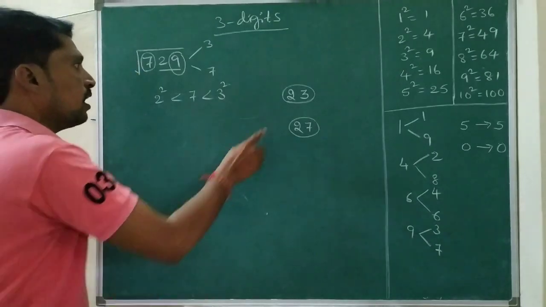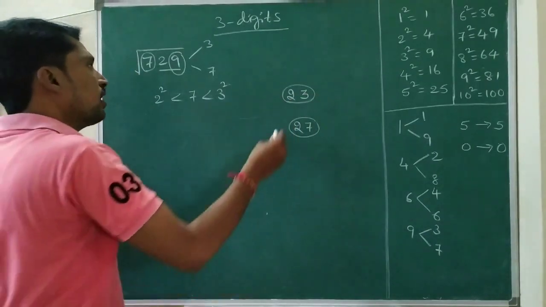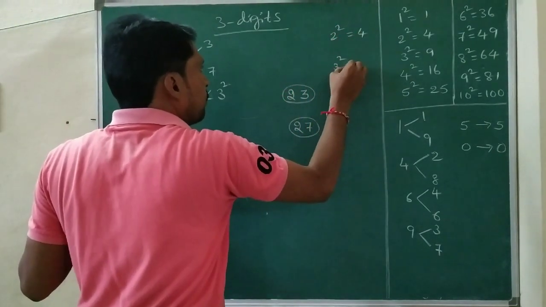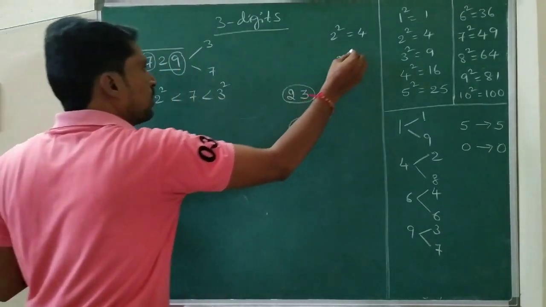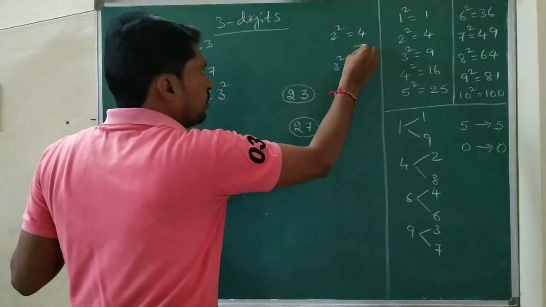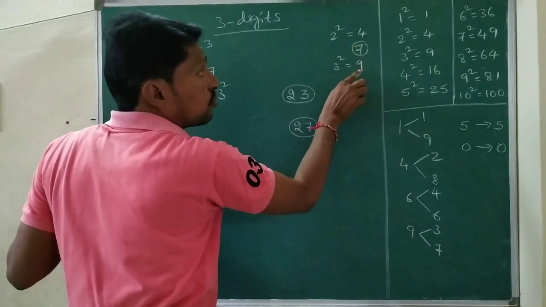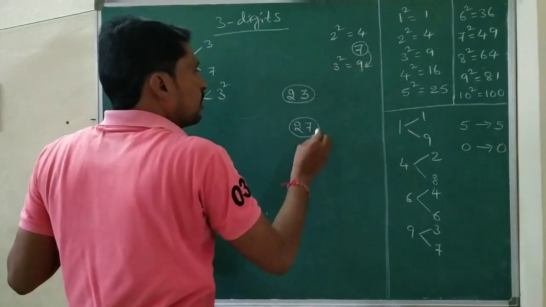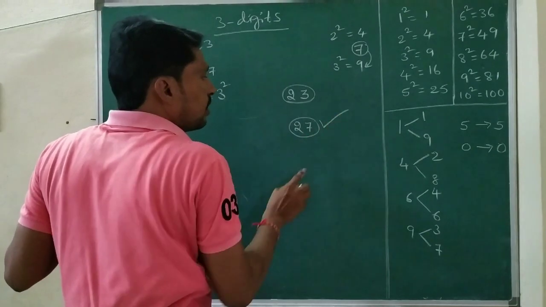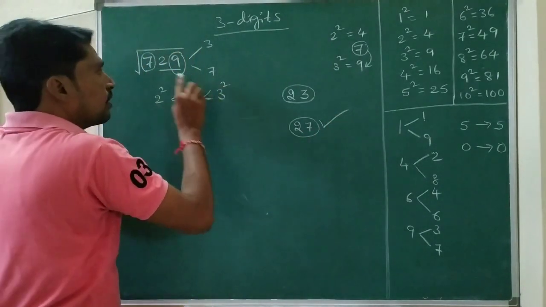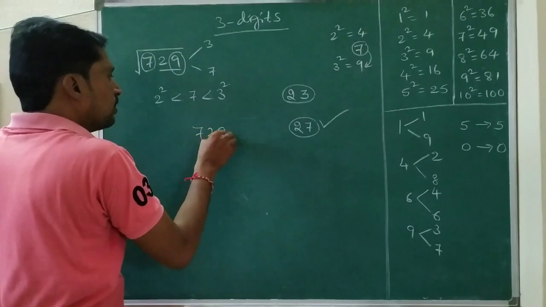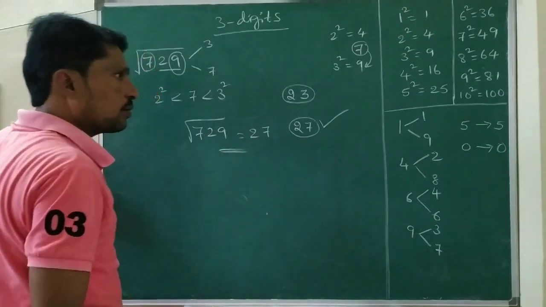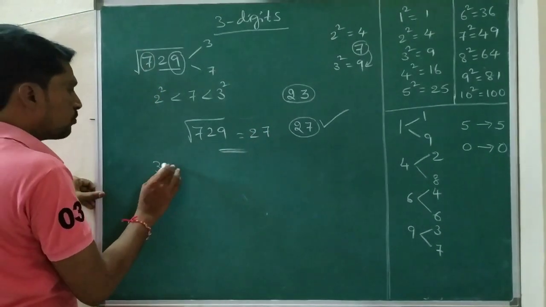So how do we decide which one is suitable? We write 2 square means 4 and 3 square means 9, and this 7 in the middle. Now this 7 is very close to 9. It is closer to 9, which means we take the greater number as the square root. So under root 729, the value is 27.